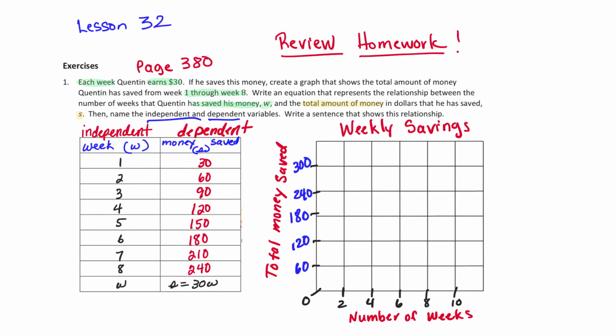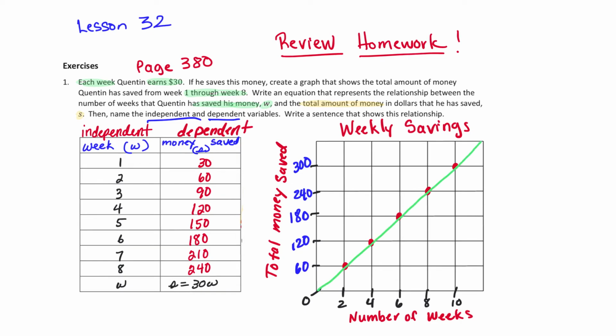So we're going to do 2 weeks. It's going to be 60. 4 weeks is going to be 120. 6 weeks is 180. 8 weeks is 240. And you should be able to see the pattern of what's happening here. We can even predict week 10, since we have it here. Week 10 will be $300. And if you connect the dots, you can actually see what's going to happen here.